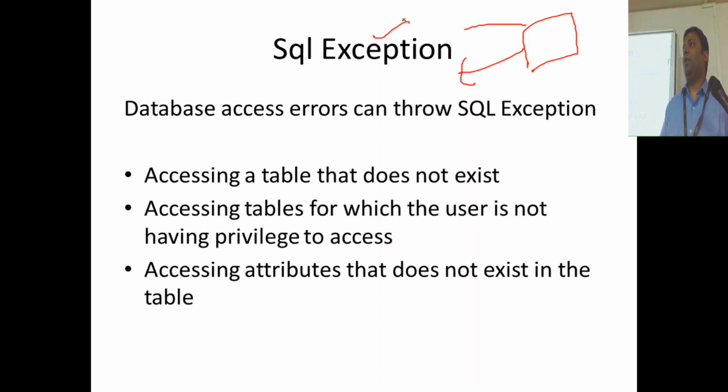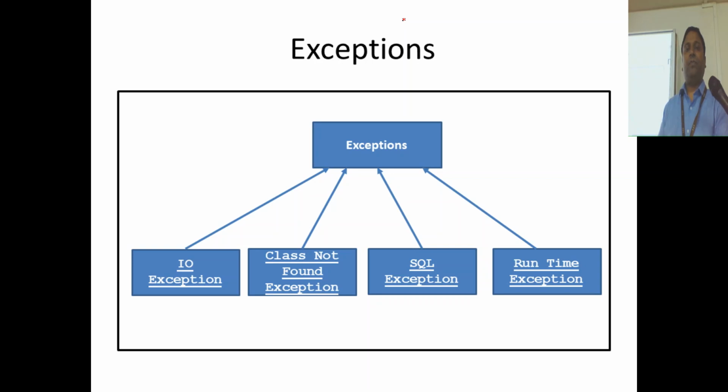Got it? In Java, they are grouping exceptions like this. You have the IO exception. An example of an IO exception is file not found, an input output exception. ClassNotFoundException, I told you, is when the MySQL.jar file is not getting loaded and the class information is missing. What is a SQL exception? You run a SQL query, the table is not there, the attribute is not there.